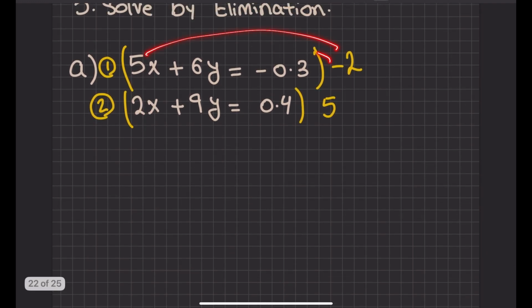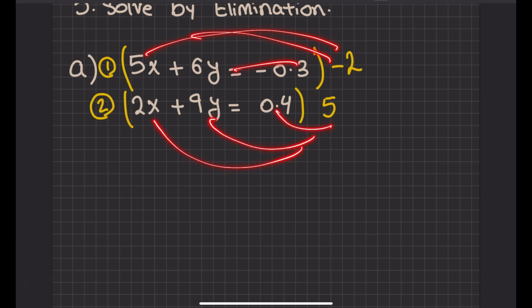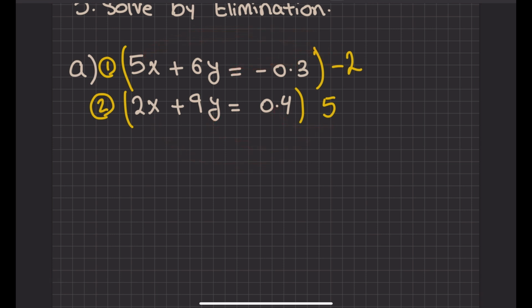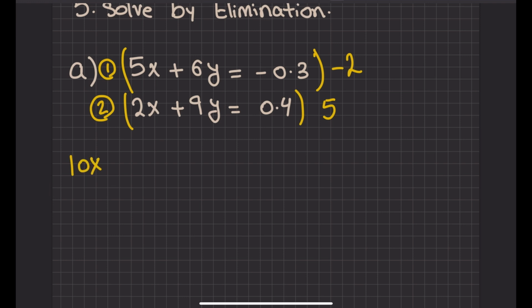Same thing, this applies to the whole bracket. So I'm going to have negative 10x, because it's minus 2. Negative 10x, negative 2 times 6y is going to be minus 12y, equals negative 2 times negative 0.3. This is going to be positive 0.6, which I'm not going to write as positive, because we never do. We only write the sign for negative.